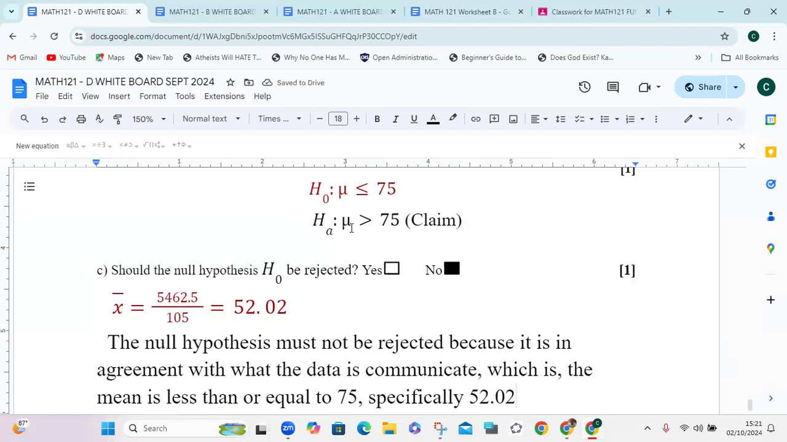Clearly, the alternative is wrong. The alternative is saying the mean is more than 75. Obviously, 52 cannot be more than 75. So the claim appears to be wrong. So the null was not rejected.